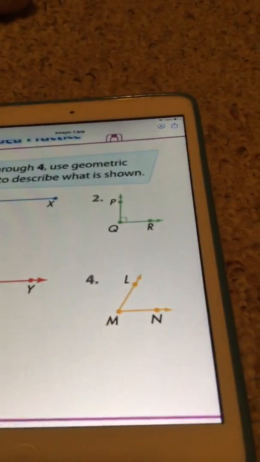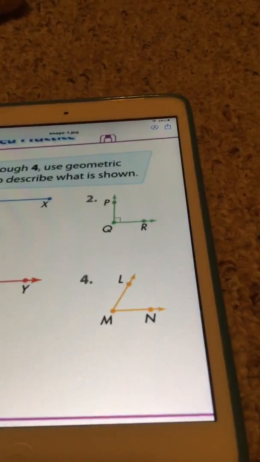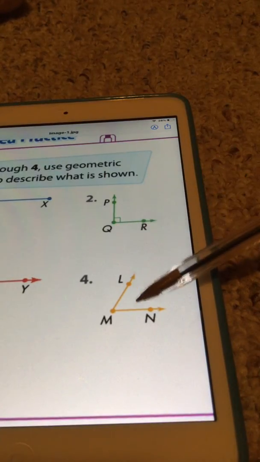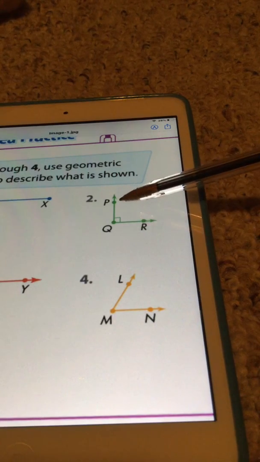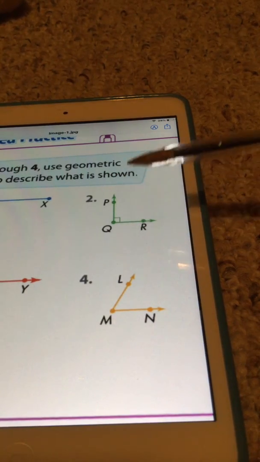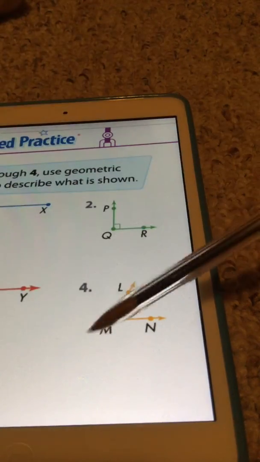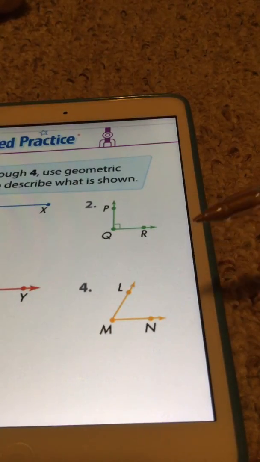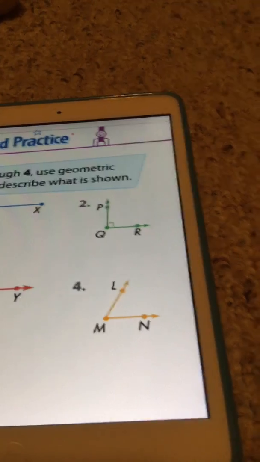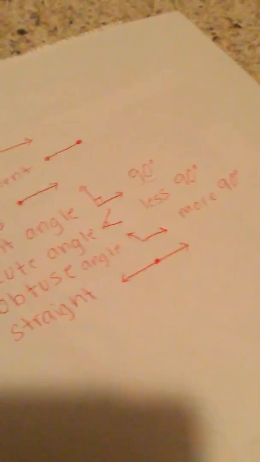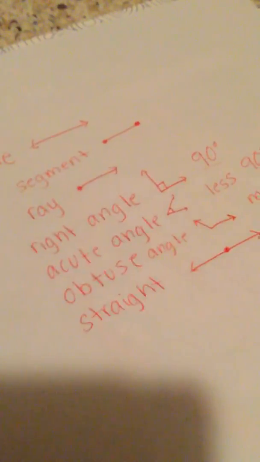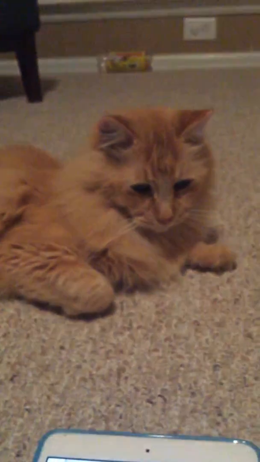Number 4, we have an angle. Right angle is this big. This one got squished down a little bit. So when it's smaller than a right angle, it's just a cute little angle. Acute.